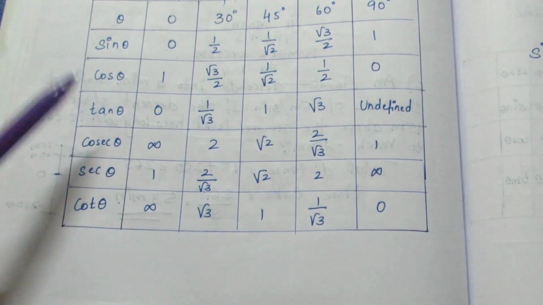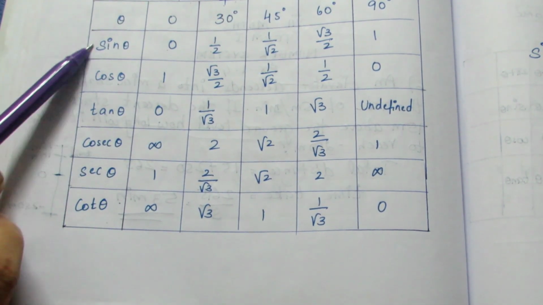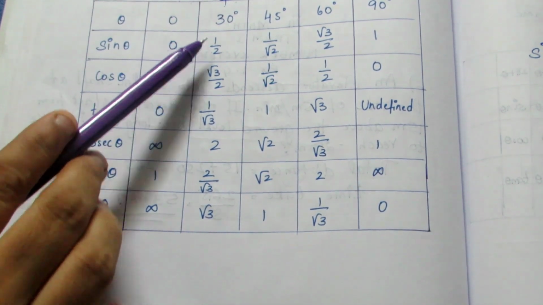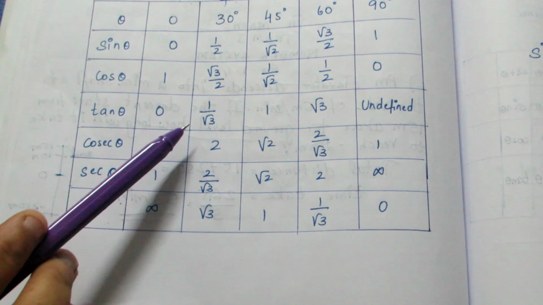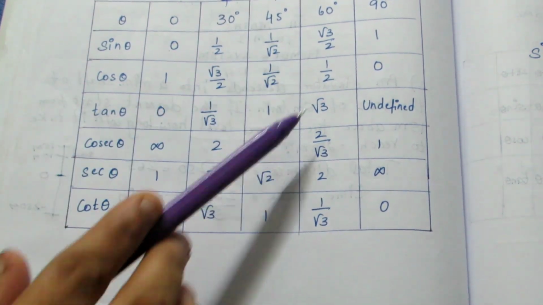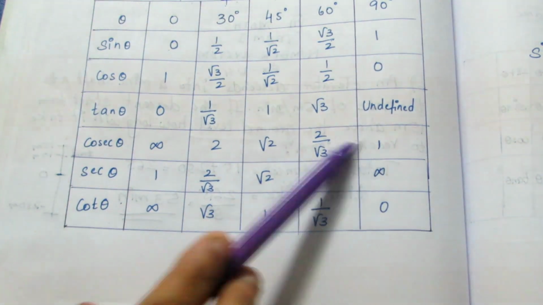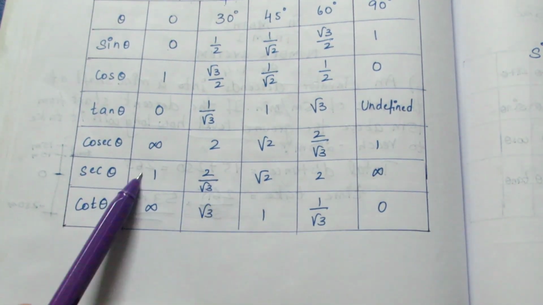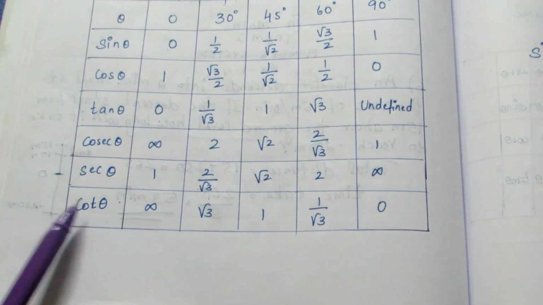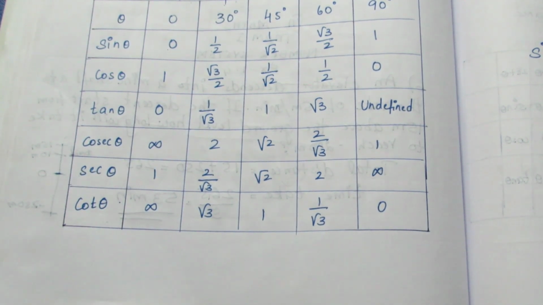For cosecant, it is the reciprocal of sine. So 1 by 0 is not defined, 1 by 1 by 2, the reciprocal will be 2, so root 2 here and 2 by root 3, 1. Similarly for secant, it is the reverse. And for cot, the reverse of the tan will be your cot. So this table we have learned in 10th standard.